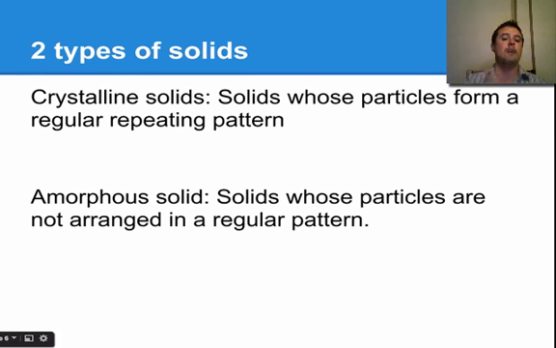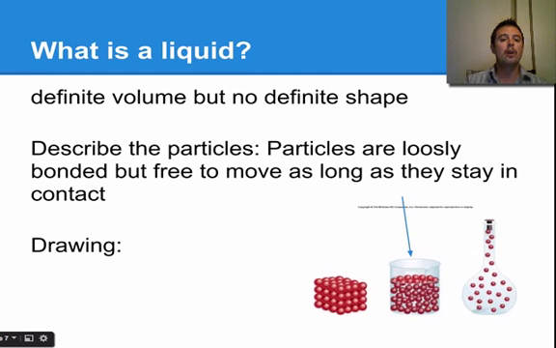There are two types of solids: ones that are really well organized, called crystalline solids, and some that are not organized so well, called amorphous. A liquid has a definite volume but no definite shape. Those particles, as you can see here, are loosely bonded but free to move as long as they stay in contact with the particle next to it. They have the ability to slide all around one next to another.